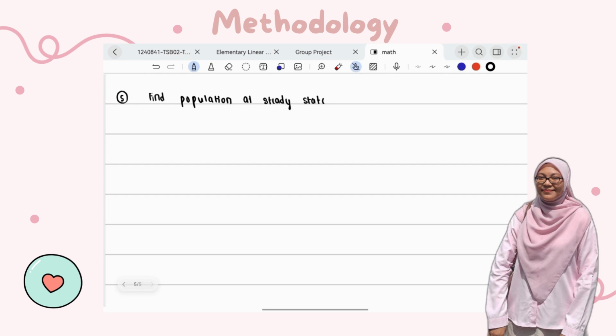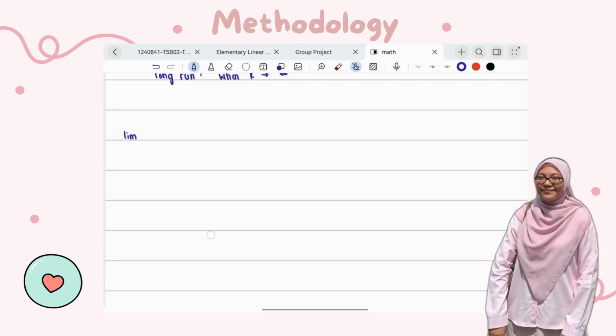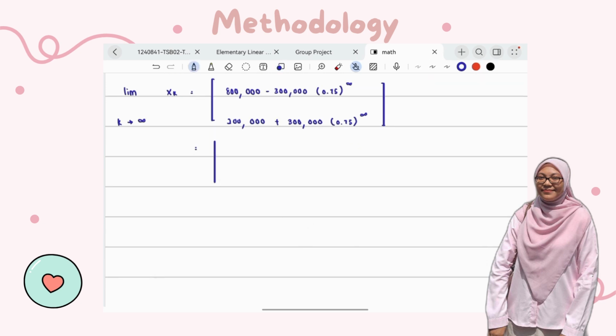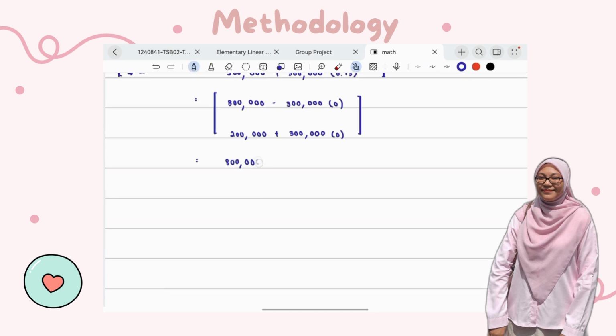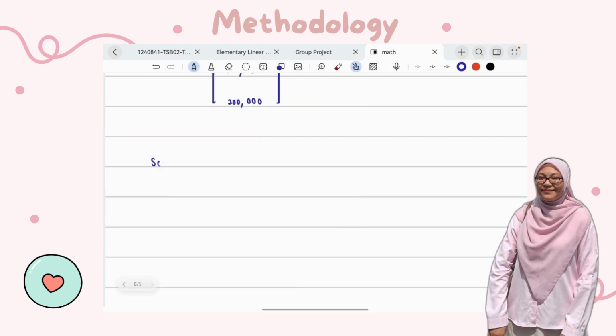Now we find the population at the steady state. Steady state happens when k equals infinity. So we substitute infinity into k to observe the long run behavior. When we do that, the term involving 0.75 to the power of k becomes 0. As a result, the final population vector becomes 800,000 for Seattle and 200,000 for Portland.